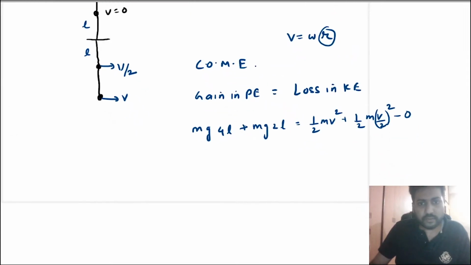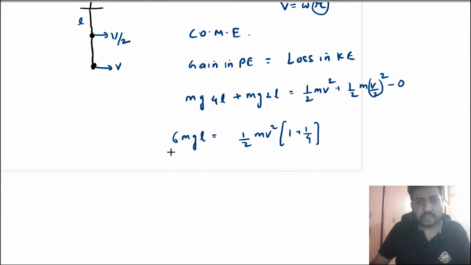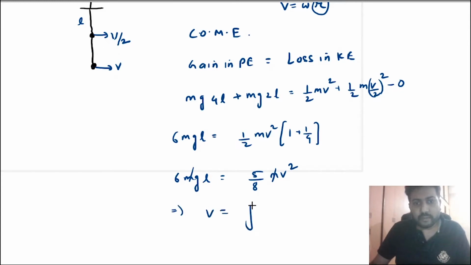So from this you will get 6 mgl is equal to half mv square into 1 plus 1 by 4, that is 5 by 4. So from this you will get 6 mgl is equal to 5 by 8 mv square. So from this you will get V is equal to root 48 by 5 GL.